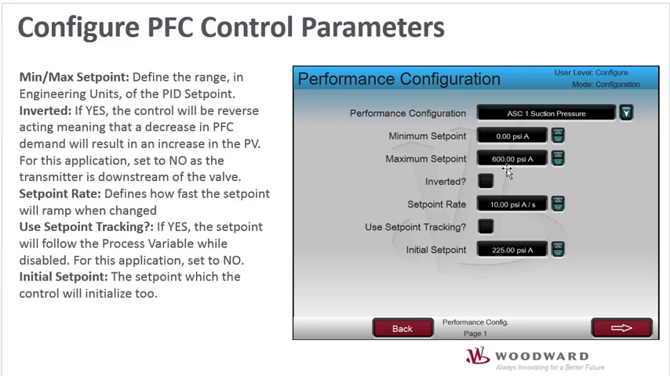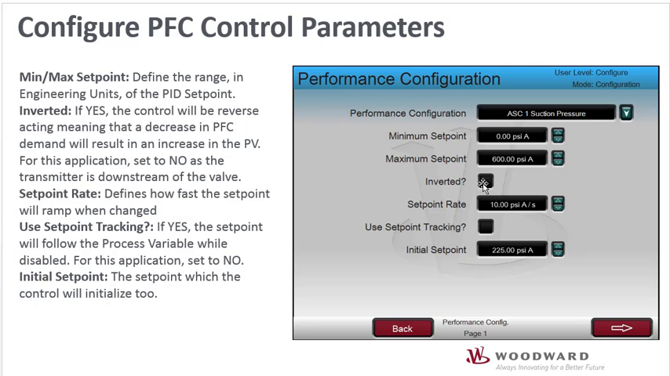Now, if you need to invert the signal, this will change the action of the control. So if it's yes, if we check this box, the control will be reverse acting, meaning that a decrease in the performance demand should result in an increase in our process variable. In our PNID, we had the pressure signal that we are controlling downstream of the actual suction throttle valve. So that means that an increase in the suction throttle valve will increase the flow to that sensor, increasing the pressure at that sensor. So we have, in this application, a direct acting control.